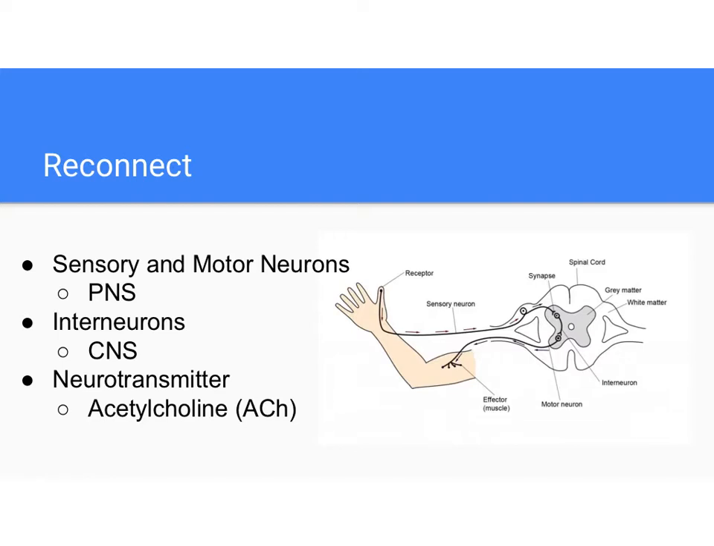Again, we've got our sensory and motor neurons. They're part of the peripheral nervous system, and the sensory neuron is talking to an interneuron in the central nervous system, in this case in the spinal cord. Let's use as an example the neurotransmitter acetylcholine. Acetylcholine is used in multiple places in the nervous system, but in particular on the effector muscle that you see there. At the neuromuscular junction, the junction between the neuron and the muscle, there is the release of this neurotransmitter called acetylcholine that causes activation of the muscle.